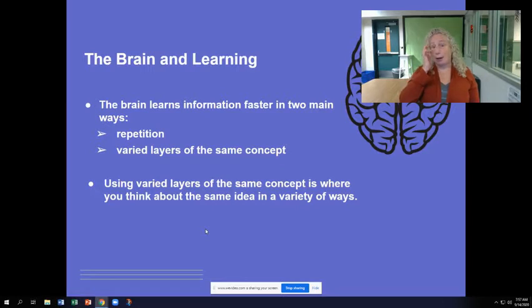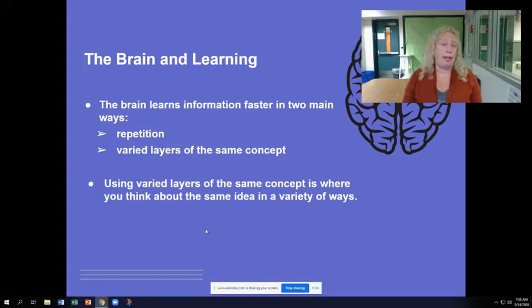All right, let's talk for a second about how we learn things. I am a firm believer that our brain is amazing, but our brain learns information faster in two main ways. One of the main ways that we learn things is through repetition. One of the reasons you have to do a similar style of math problem over and over again is for that repetition of learning how to do that kind of problem. If you watch any children's TV shows, they repeat ideas over and over again. Repetition is a great way of learning.